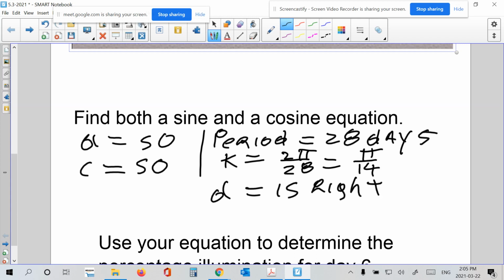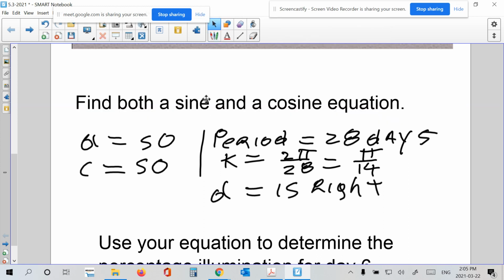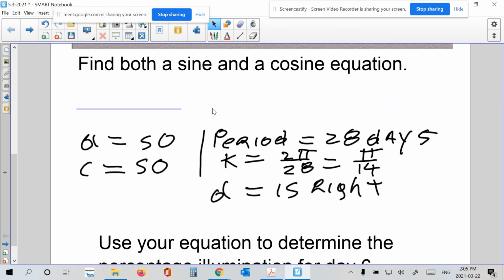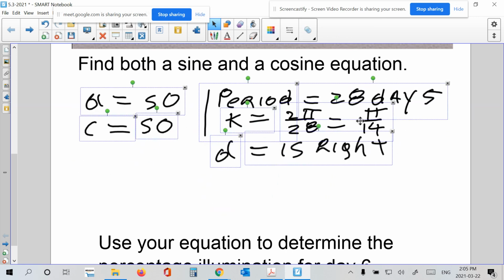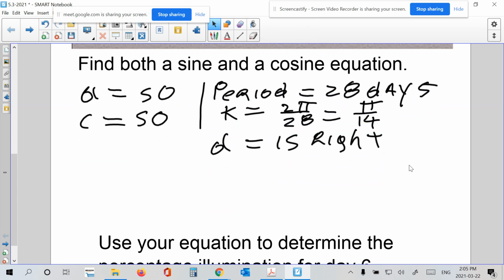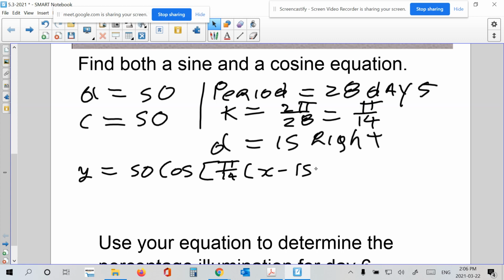So here's what I'm going to do now. I have everything I need to write my cosine equation. Actually, let me move this whole thing up here, and let's move all of this stuff up as well. Okay, I'm ready to write my cosine equation. So here's my cosine equation. y is equal to 50 cosine of pi over 14 times x minus 15, plus 50.